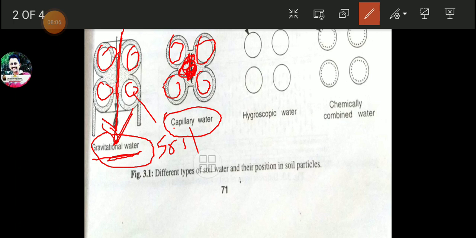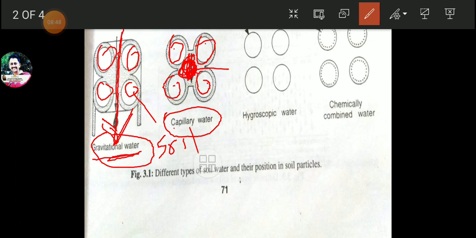So the intercellular spaces of the soil particles. These are the four soil particles, and the intercellular space is this one, and the water present in these intercellular spaces of the soil particle is called capillary water, and only this capillary water is available to the plant for its absorption. Friends, we have learned two types of water types.